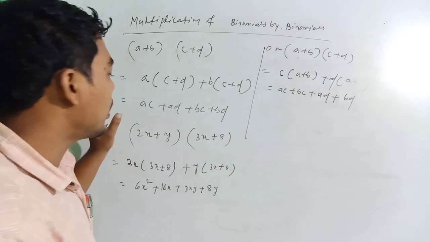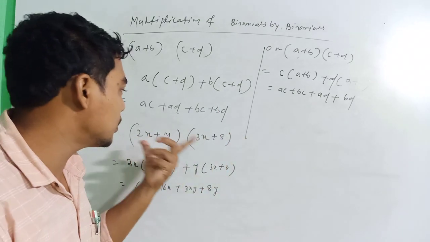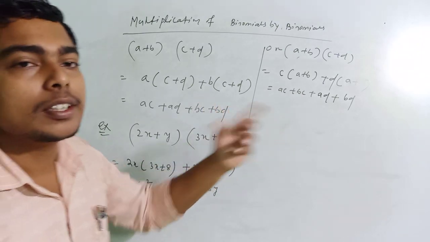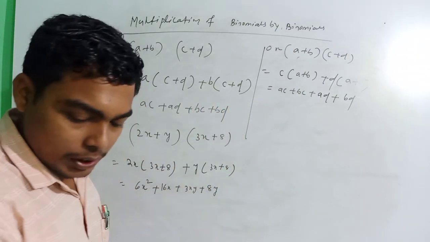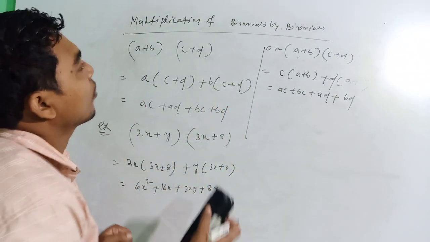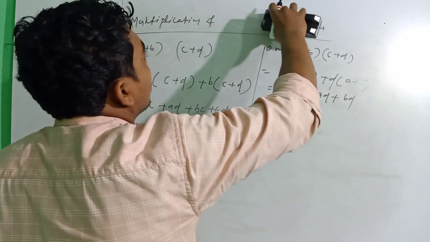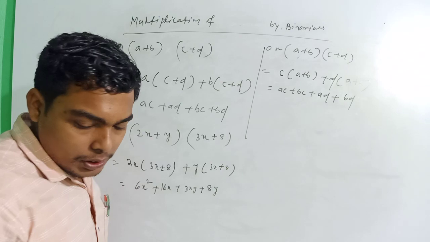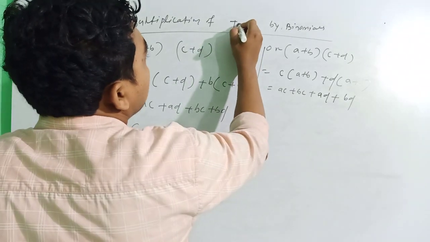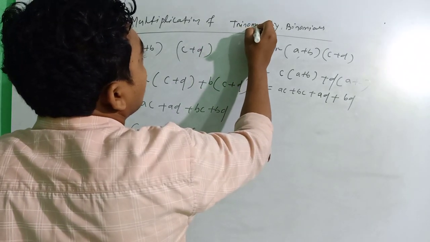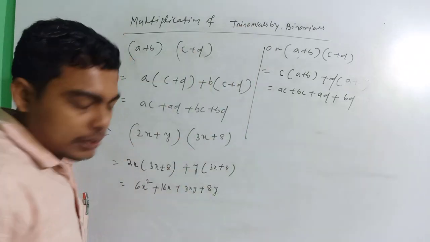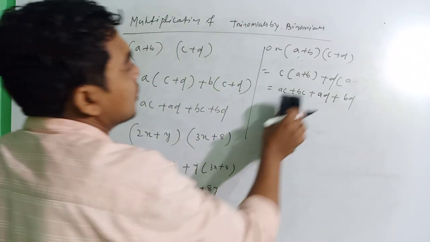In this way we have to multiply binomials with binomials. A simple method for multiplying binomials and binomials. Then multiplications of trinomials by binomials.